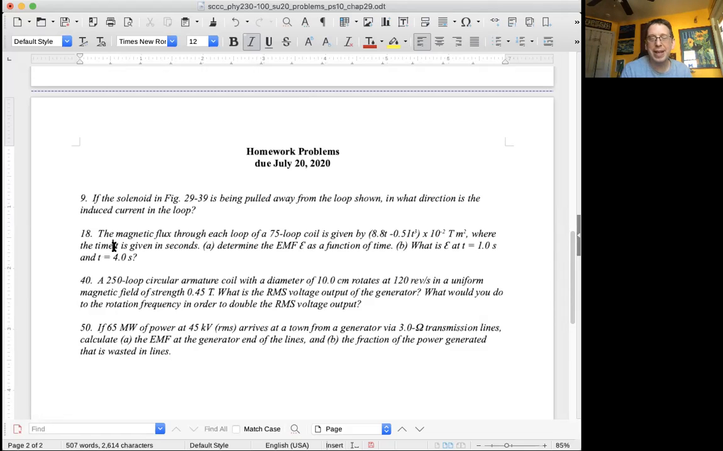So there are a couple of steps to doing the calculation. So basically, in the course of part A, you can figure out the power at the generator end of the lines as well. And so that'll make solving part B simpler.